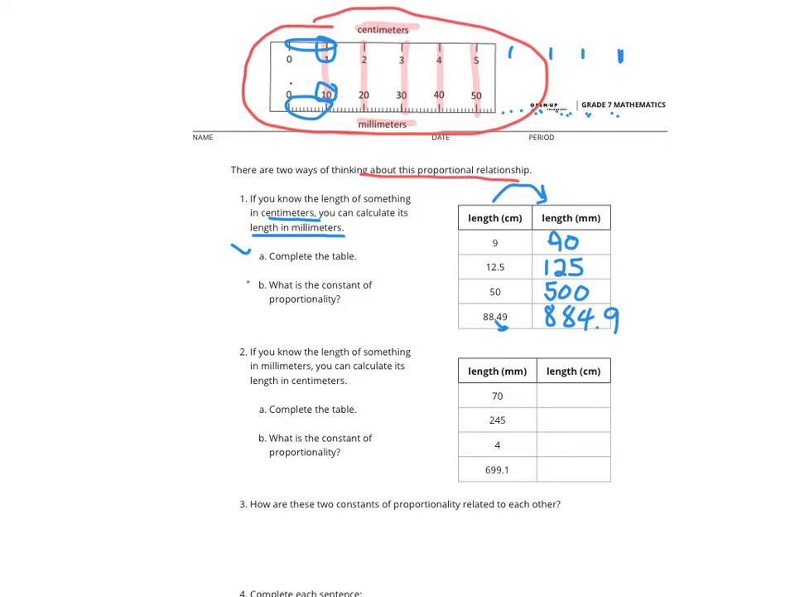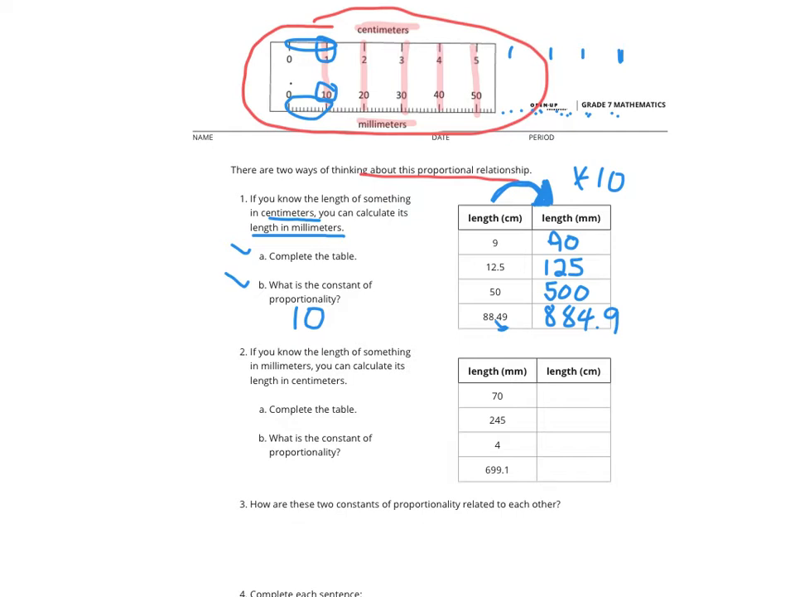The next question is, what's the constant of proportionality? Well, that's the same idea as the scale factor, right? What am I multiplying by to go from left to right? I'm multiplying by 10. So I say the constant of proportionality is 10. That's it. It's just the number 10. There's no units to it. There's no times 10. All I say is the constant of proportionality is 10.